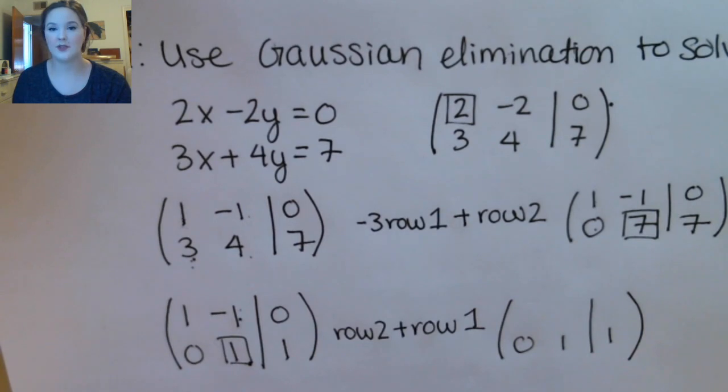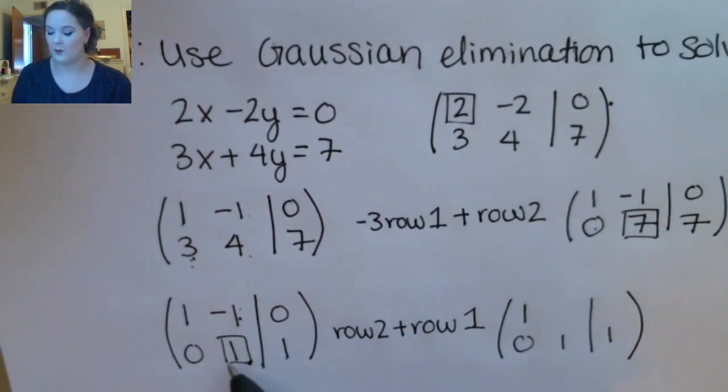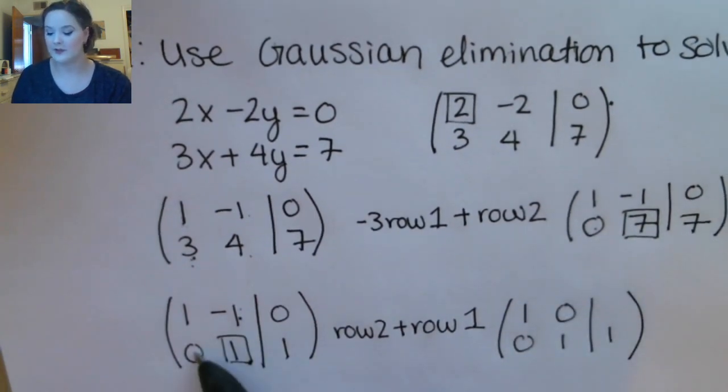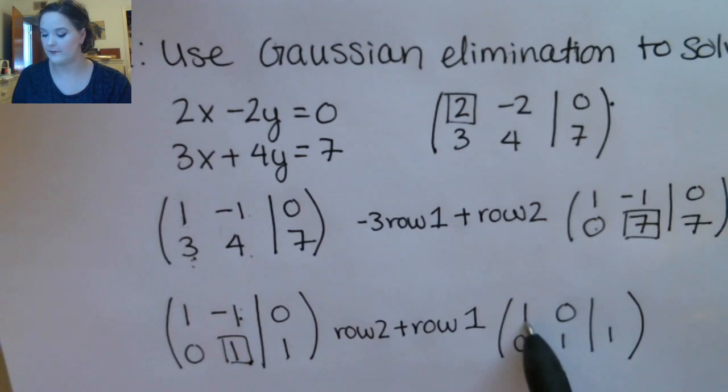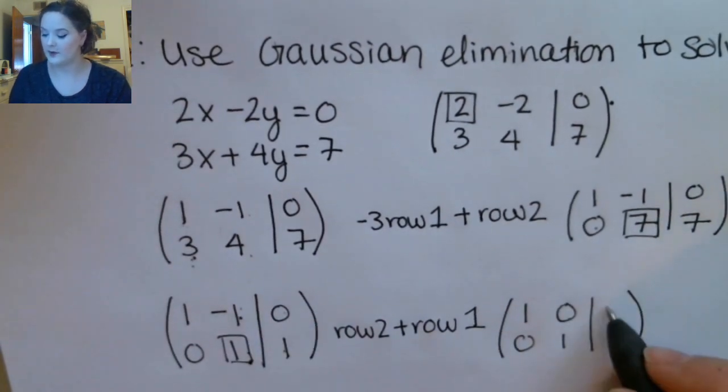Okay, and I'm just going to add this to row 1. So 1 plus -1 is 0. Oh, I filled this in because 0 plus 1 is 1. 1 plus -1 is 0. 1 plus 0 is 1.